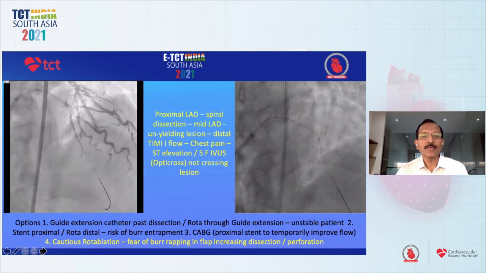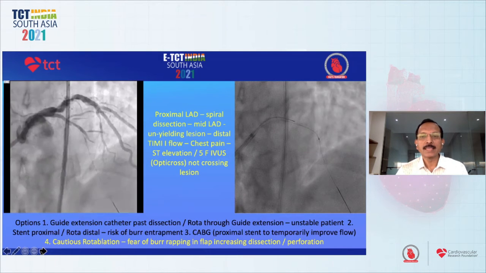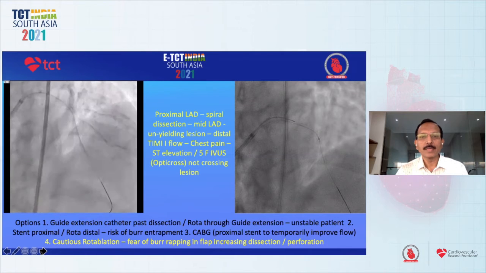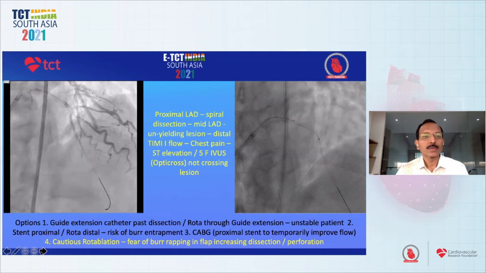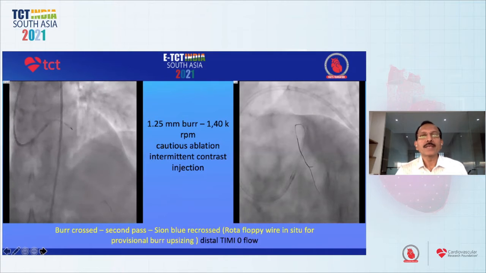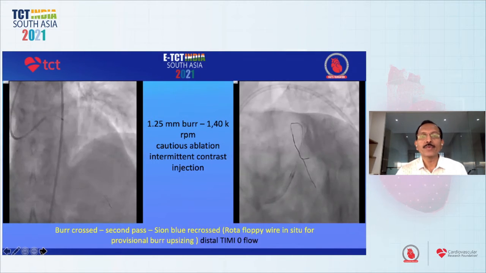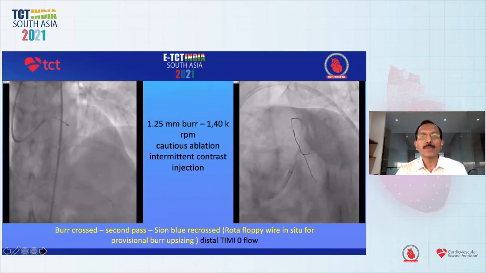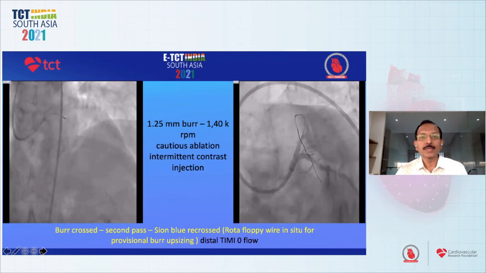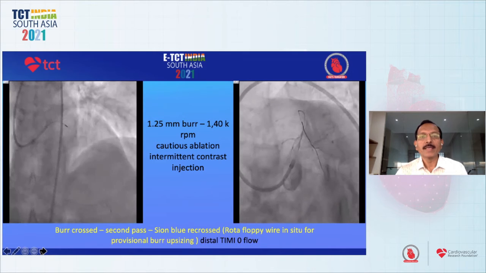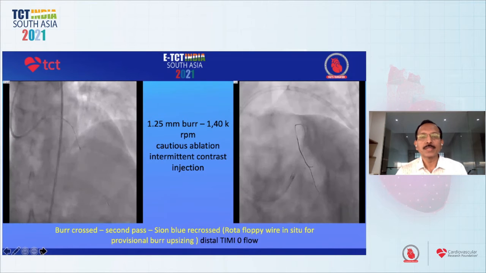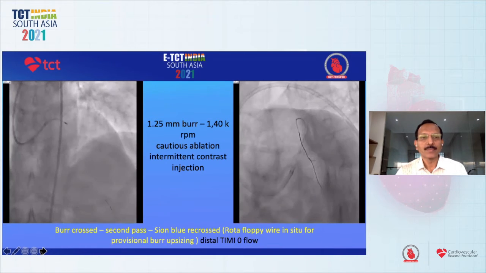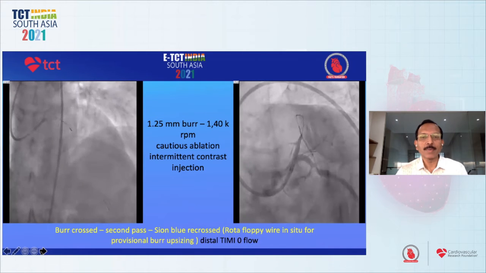However, there was a fear of burr wrapping in the flap, increasing the dissection or maybe resulting in perforation. So we started with a 1.25 millimeter burr. We started with a low speed of 140,000 rotations per minute. We went very cautiously with pecking movement and intermittent contrast injection to see any complication early. However, the burr crossed in the second pass.